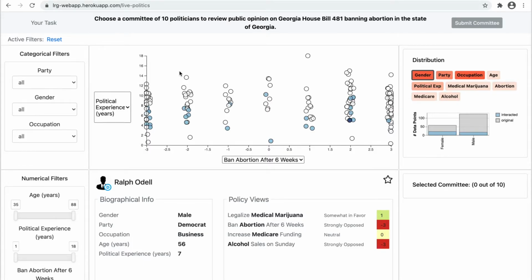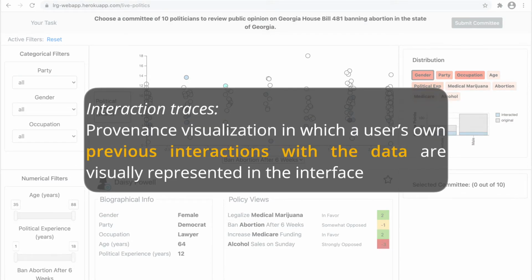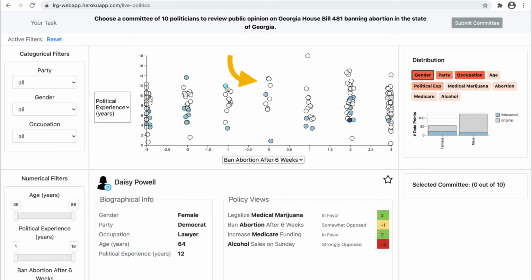As one example, my collaborators and I built a system that visually represents interaction traces, which show a user's own previous interactions with the data to increase their awareness of past analysis behaviors that might influence their future analyses. That includes things like coloring the points in the scatter plot based on how much you have interacted with them, or comparing the distribution of the underlying data to the distribution of user interactions.